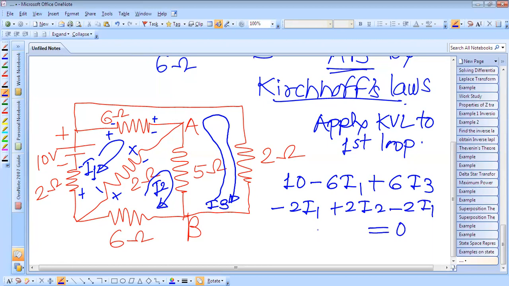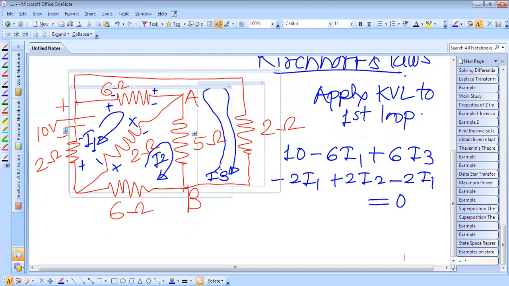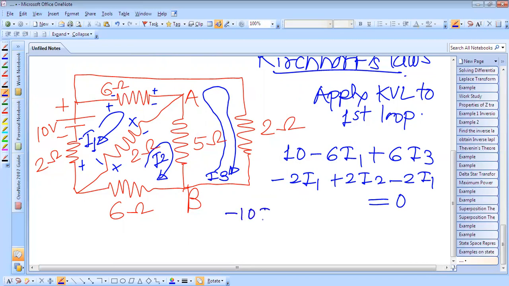Similarly, we have to apply KVL to the other loops, the second loop and the third loop. So the total I1 terms: 6, 7, 8, 9, 10. So minus 10I1 plus 2I2 plus 6I3 is equal to minus 10, and this is equation number 1.